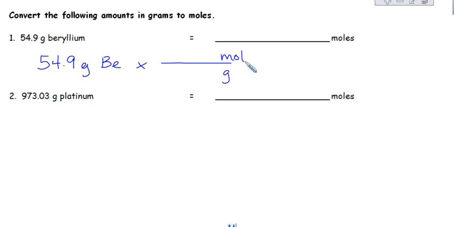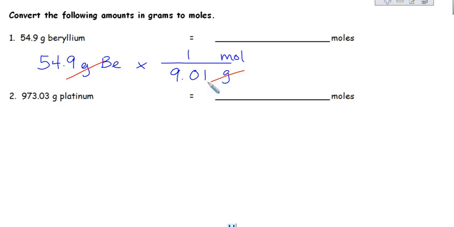And this is very similar to the last video. The proportion is just flip-flopped. This time, my 1 mole goes on the top, and my mass from the periodic table goes on the bottom. So I look up beryllium, 9.01 grams. Grams and grams cancel. We divide.